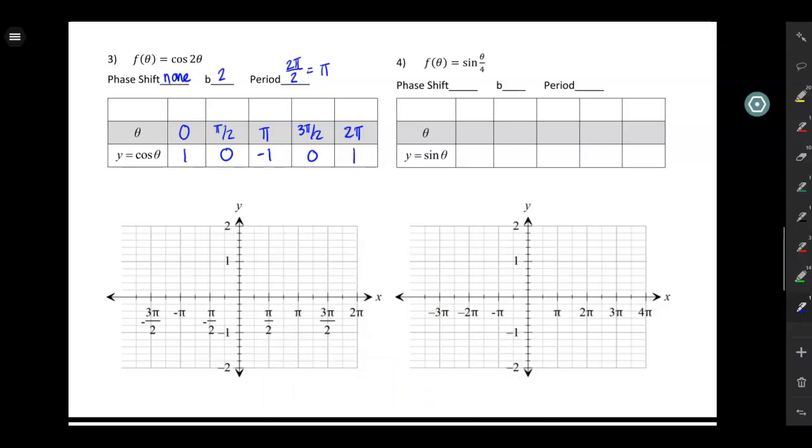So to figure out what my new theta values are going to be, I'm going to use the 2, that's my b value. And what I'm going to do is divide all of my x values by 2. So 0 divided by 2 is just 0. Let's take a look at what pi halves divided by 2 is going to be. Pi halves divided by 2, what I would do is think about this as pi halves times 1/2. It's kind of like 2 over 1 multiplied by the reciprocal. And it just turns into pi over 4. Okay. So pi over 4 would be that value.